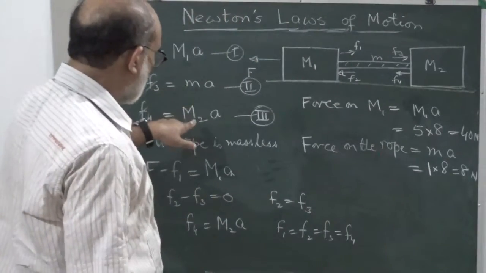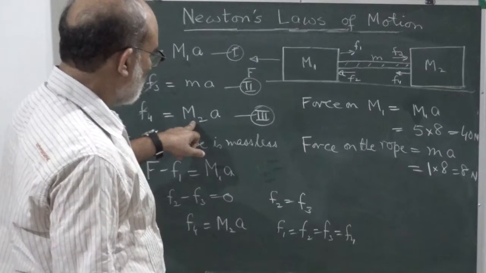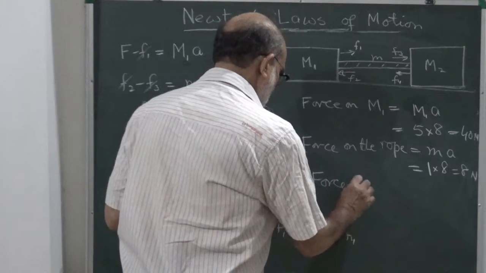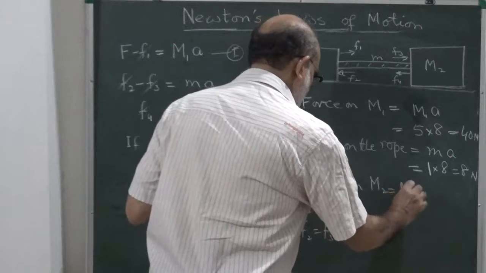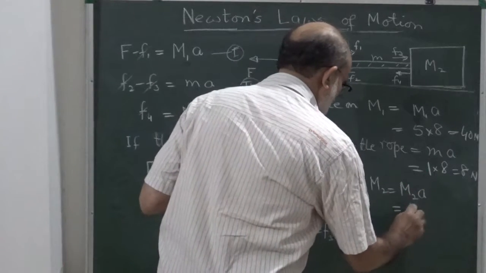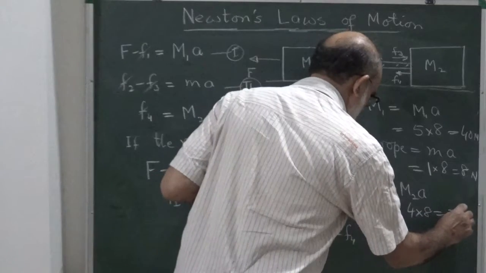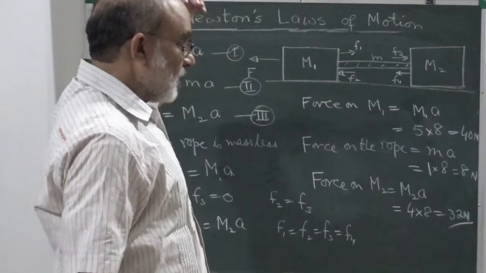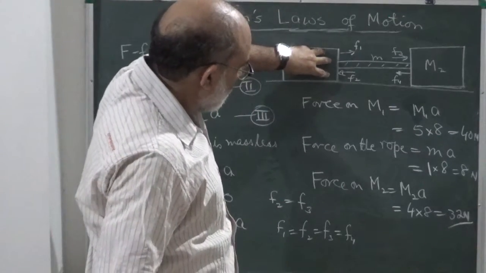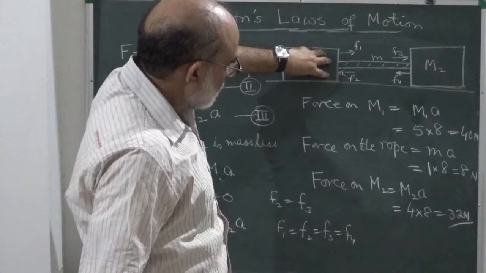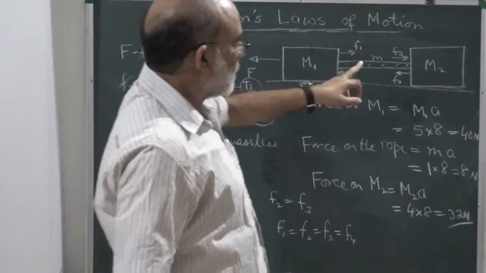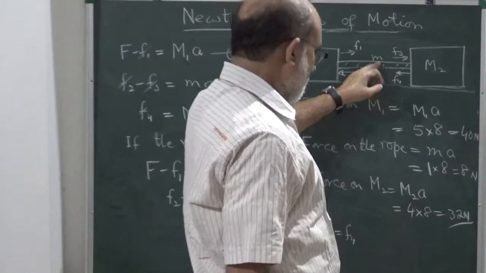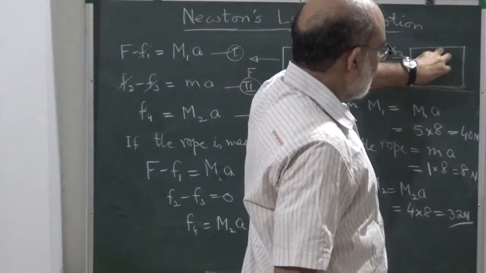Now force on the block M2 will come out to be M2 times A, and M2 is 4 and A is 8, so it is 32 Newton. Now we have seen that we have applied 80 Newton force, out of which 40 Newton is used by the M1 block to change its inertia, 8 Newton is required for the rope to change its inertia, and 32 Newton is required for M2.